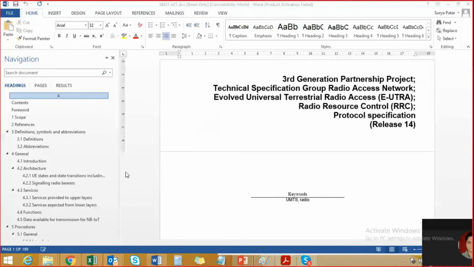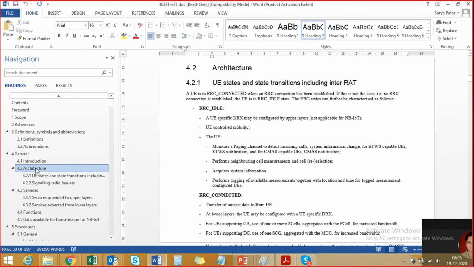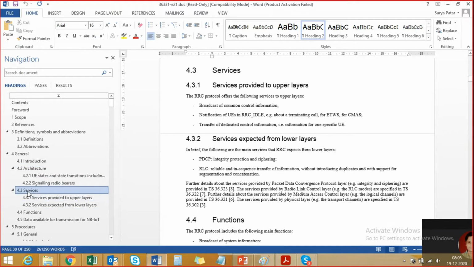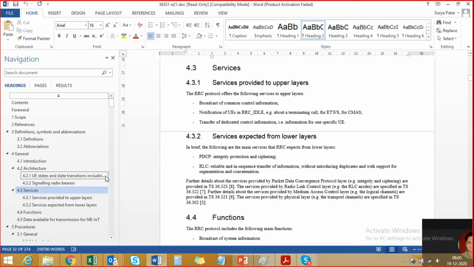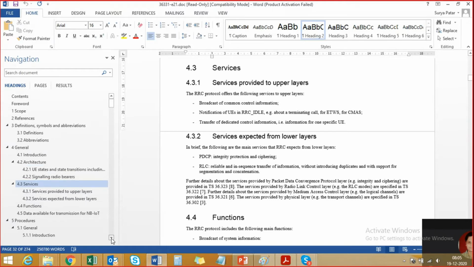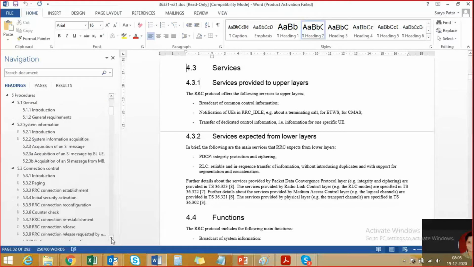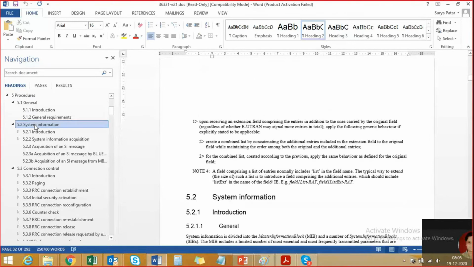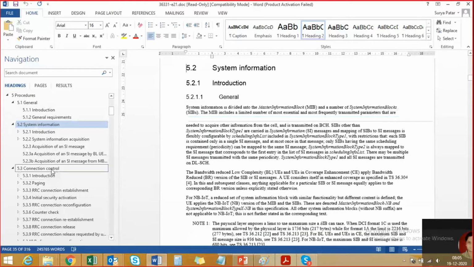Where is the solution and what is the solution, what is the answer, you will find here. So let me take you through gradually what this overall has. This will tell you about the architecture of the RRC and what services RRC gives. This will also tell you all your procedures. So there are procedures about system information, and there are procedures about your connection control.